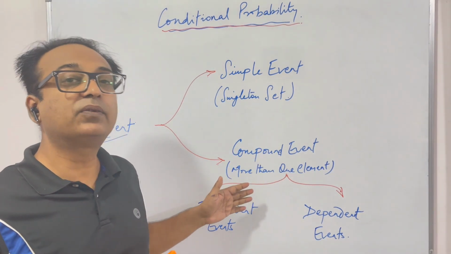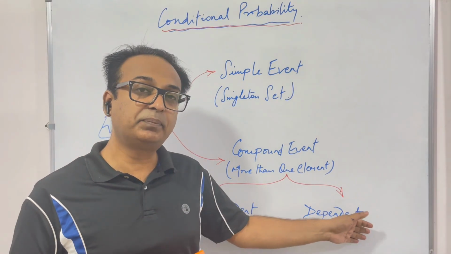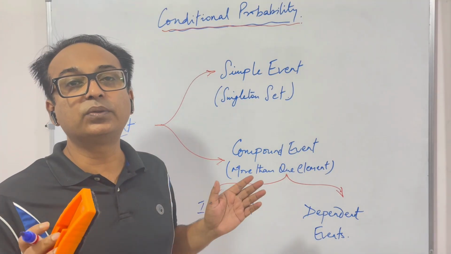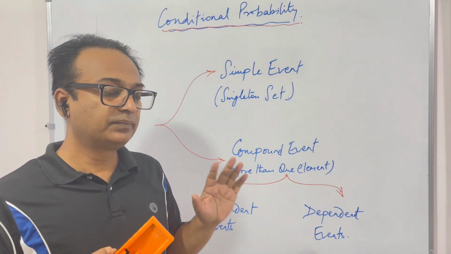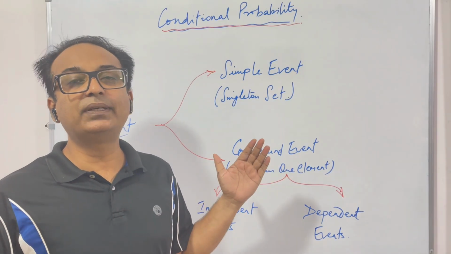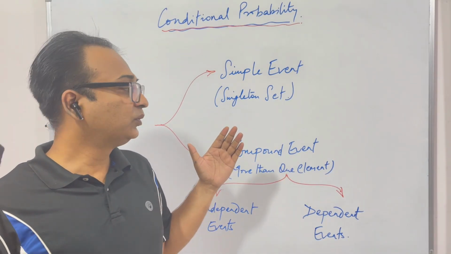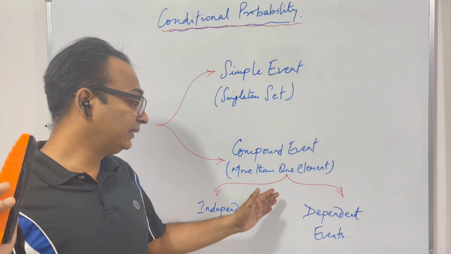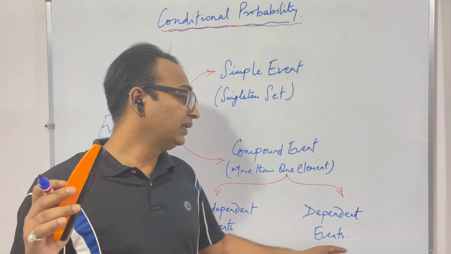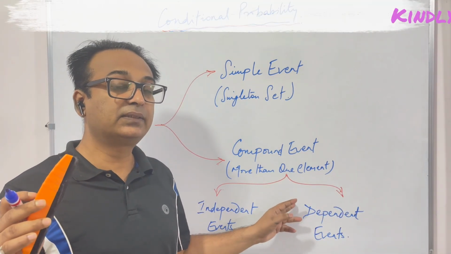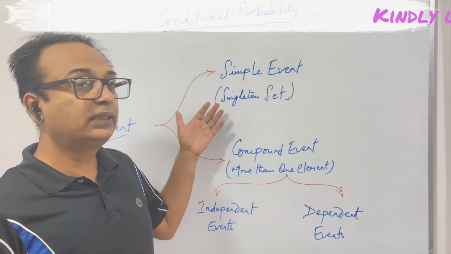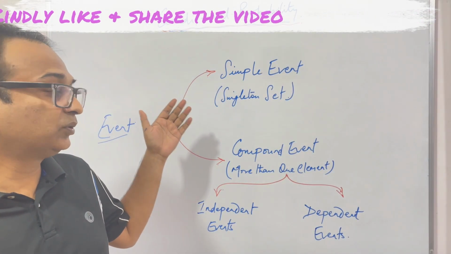Now compound events are of two types: independent events and dependent events. Independent events are those events which are not related to each other, which are not dependent on each other. For example, throwing a die and throwing another die. These two events are not related to each other, so they are called independent events. Till now we have dealt with independent events only. Now we will deal with dependent events, events which are dependent on some other event. So let's define it and let's solve the problems.